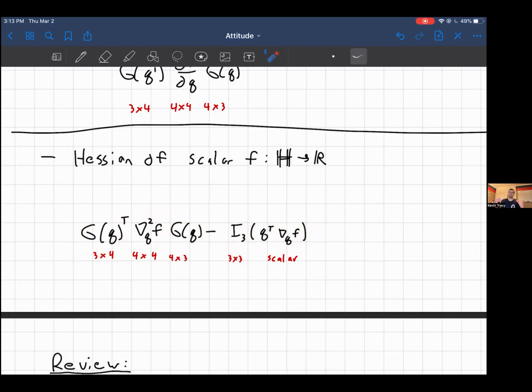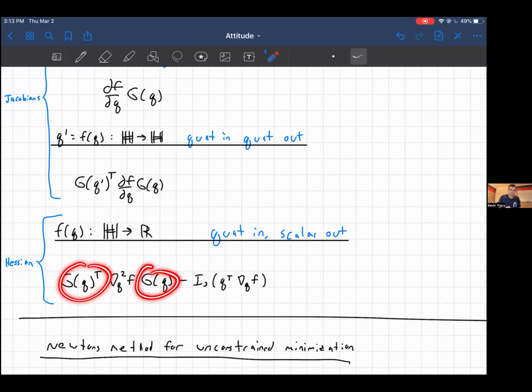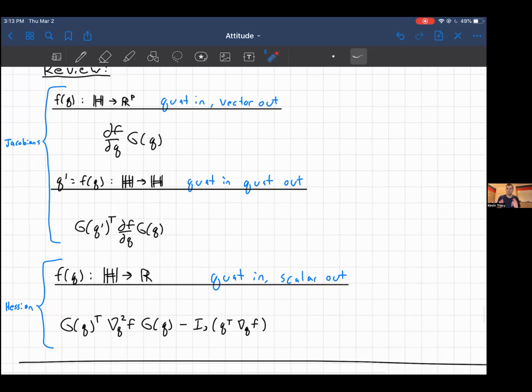As a general review of the stuff that we just went over, we went over three specific cases. The first two were Jacobians. So this is quaternion in, vector out. This is how we modify the Jacobian: we append the G on the right. And then for quaternion in, quaternion out, we smush it between these G's, where this is the output quaternion and this is the input quaternion. And then for the Hessian, we do something very similar to the second case here. We have G transpose G, and then minus this term over here. So these are the three tools that you'll need to know for how to modify these things to work with Newton's method. And I just showed an example of how it worked for a general root finding problem.